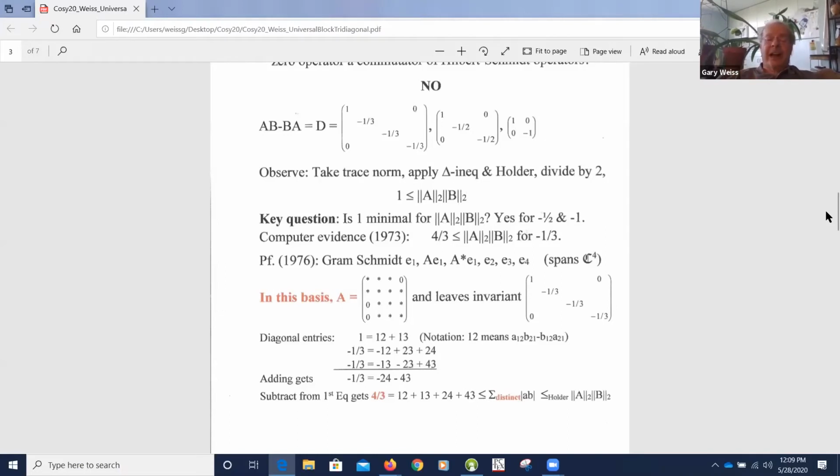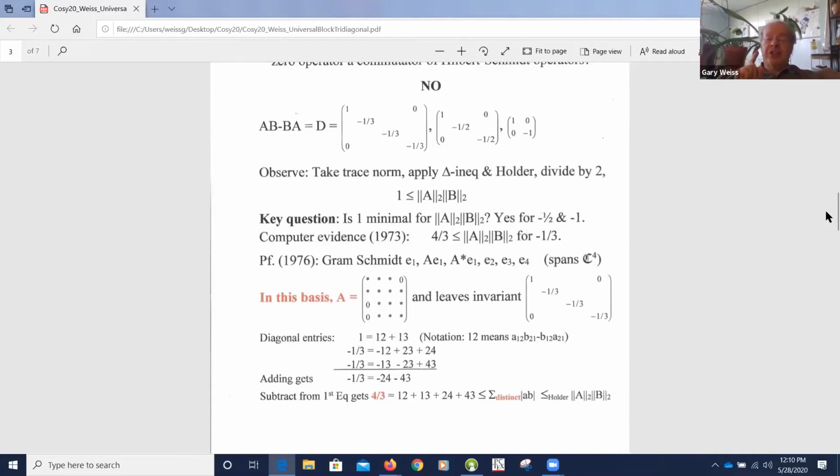You calculate the diagonal entries, and we're going to use the trace. And you get 1 is equal to this thing, 1,2 and 1,3. That's shorthand notation for 1,2 means A12 B21 minus B12 A21. This is linear algebra at the freshman level. Okay, so this is nothing. This is matrix multiplication. Then you get this funny lag phenomena.